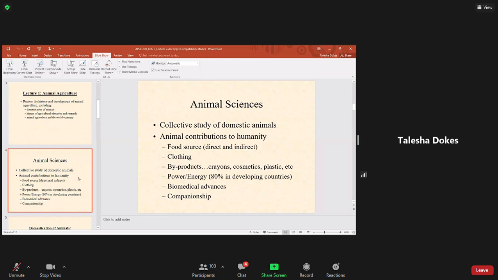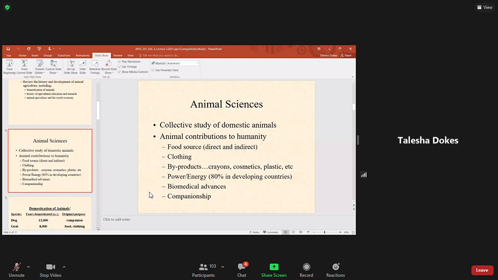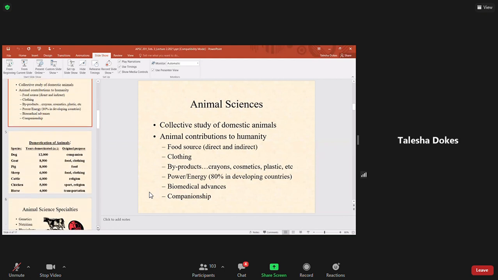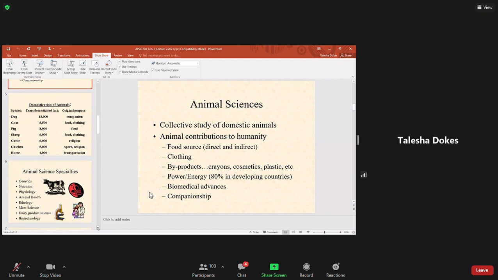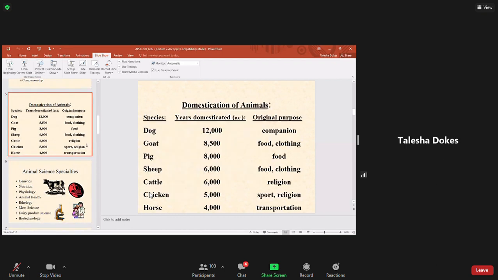In certain countries and so much more. So we also use them in power and energy. 80% of developing countries use manure for different energies and power, or use them for farming. We use them in biomedical advances and for companionship. So in this world, in this life that we live in, animals have a very important role in the life that we lead and the life that we live.